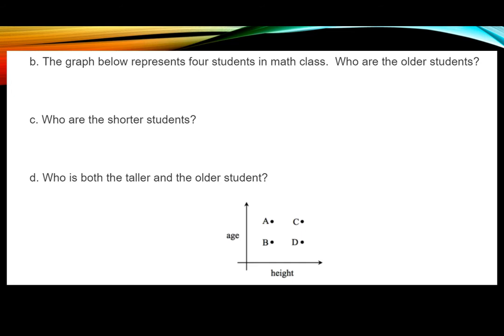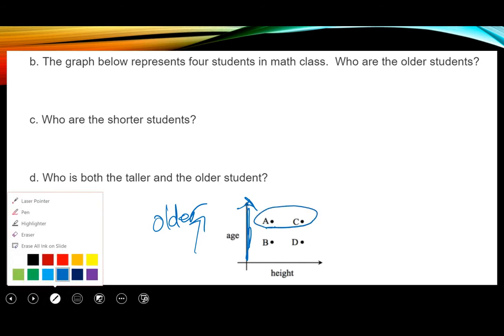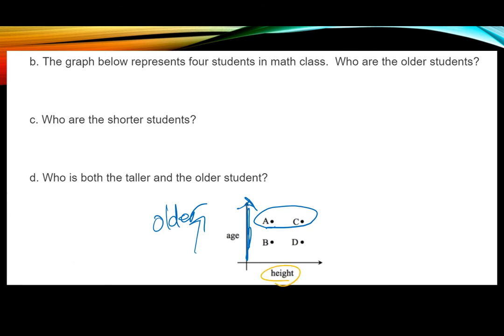So here we're looking at another graph. This time it's age. That's our Y. So as you go up, that's going to be the older you get. And so here the oldest people are going to be A and C. And next we're looking at the x-axis, which is the height. And that's going to be as you go to the right. C and D are going to be the tallest, or you're going to get taller.